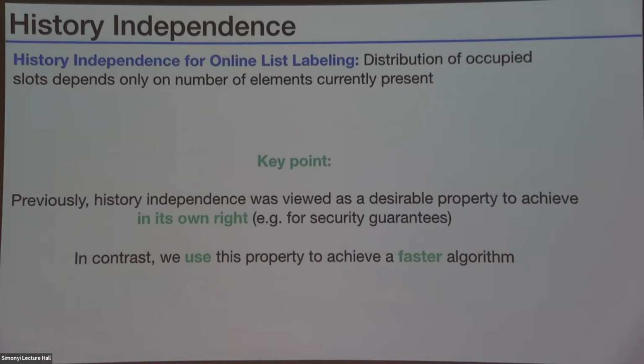Previously, history independence was viewed as a desirable property to achieve in its own right, for some kind of security guarantee: if an adversary looks at the state of the data structure, they don't get any information about what happened in the past. On the other hand, we use this property as a tool to get a faster algorithm. And this is the one main point that I want to get across.